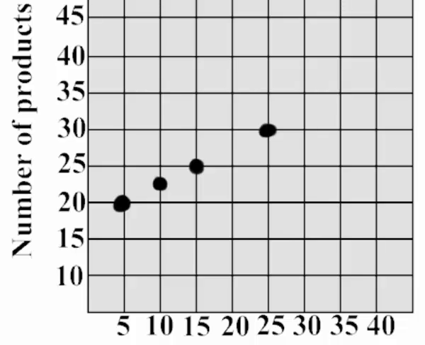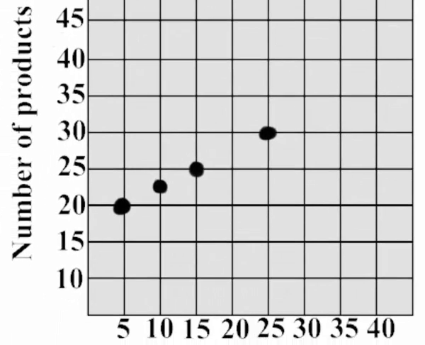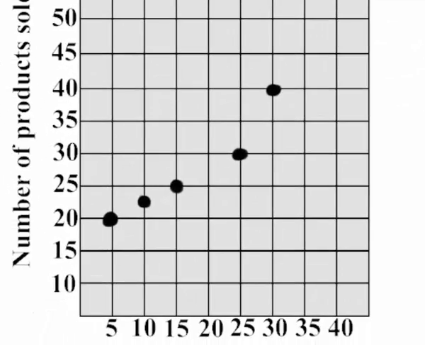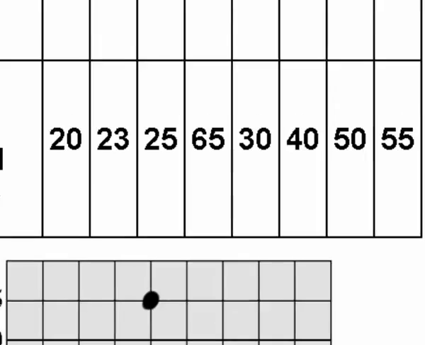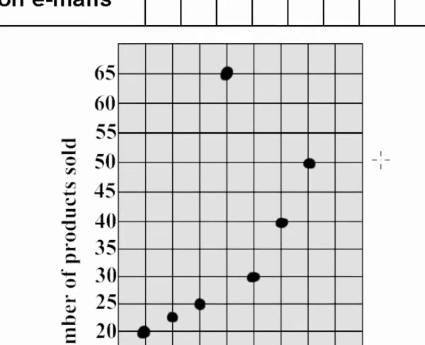Okay, then let's go to 30. For 30, we've got 40 products there. It's a little bit off, but it's fine. For 35, we go up to 50. Okay, so it looks kind of like a line, but let's see what happens at 40. 40 is 55. So if we take 40, we're back there.